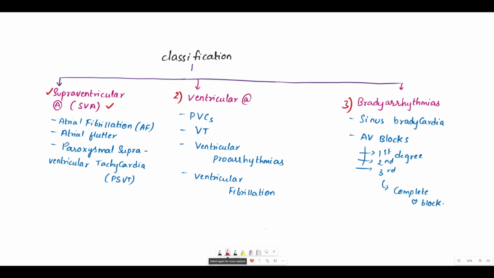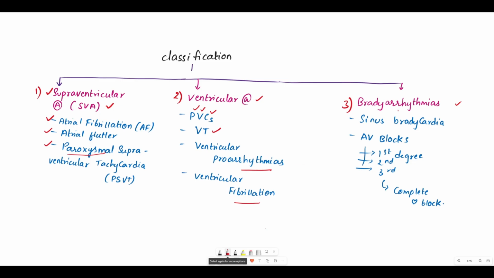The third one is bradyarrhythmias. The supraventricular arrhythmias are further divided into atrial fibrillation, atrial flutter, and PSVT, which is simply paroxysmal supraventricular tachycardia. The second class is ventricular arrhythmias, which are divided into PVCs, that means premature ventricular complexes, then VT, which is ventricular tachycardia, then ventricular proarrhythmias, then ventricular fibrillation. These four come under the ventricular arrhythmias.